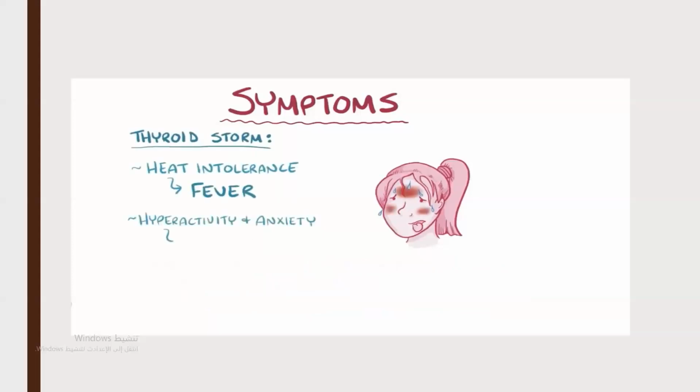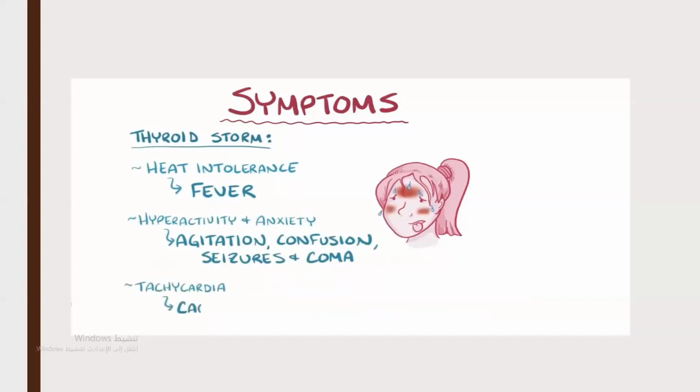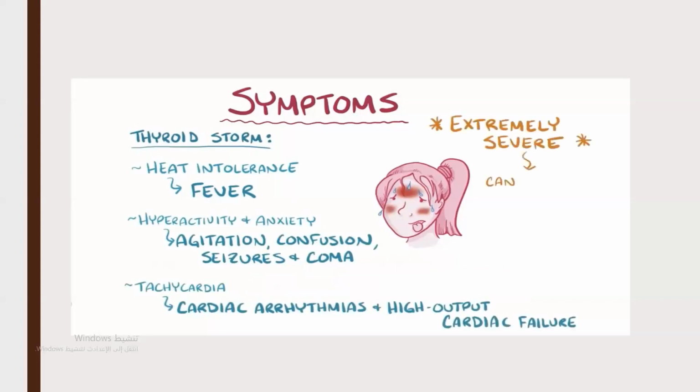Hyperactivity and anxiety turn into agitation, confusion, and can go as far as seizures and coma. Cardiovascular symptoms like tachycardia can turn into cardiac arrhythmias and high output cardiac failure. Thyroid storm can be extremely severe and can cause death if it's not quickly recognized and managed.